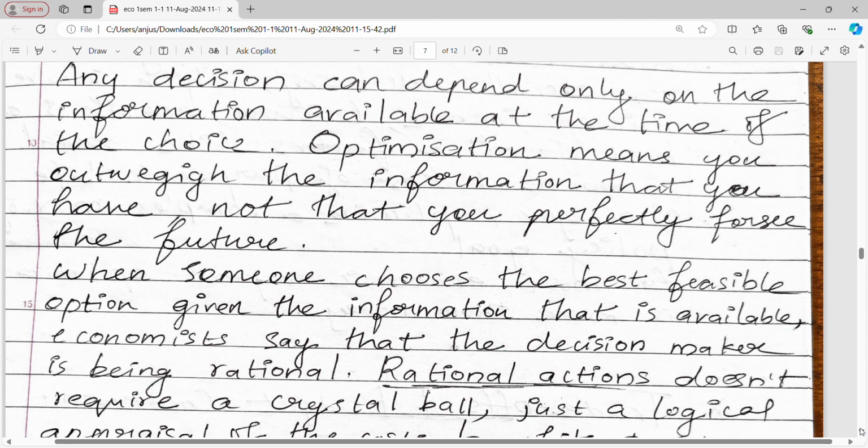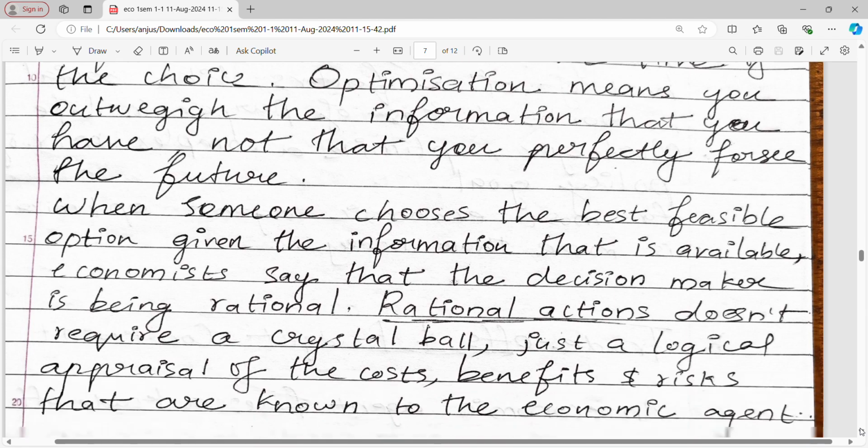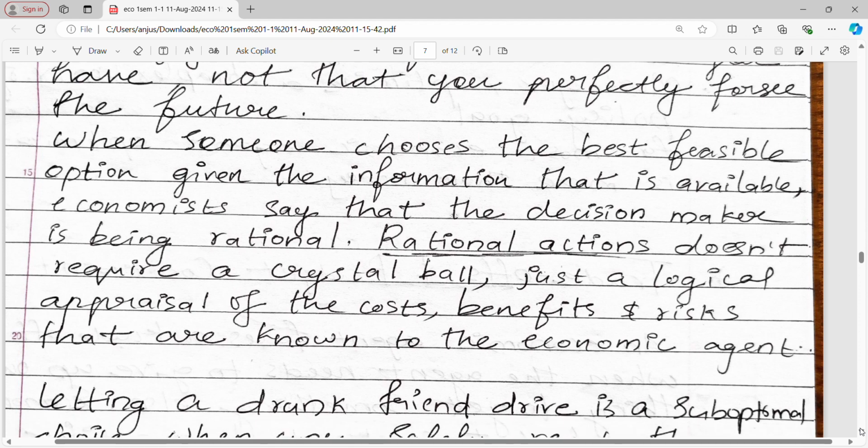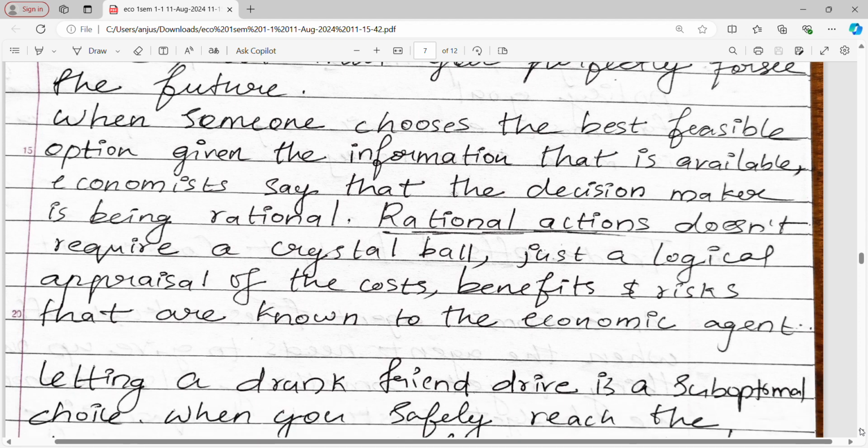Okay. So optimization means you weigh the information that you have, not that you perfectly foresee the future. You cannot perfectly foresee the future. You just utilize the information that you have at the time of making the decision. When someone chooses the best feasible option, given the information that is available, economists say that the decision maker is being rational. Rational action doesn't require a crystal ball. It just needs a logical appraisal of the cost, benefit, and risk that are known to the economic agent.